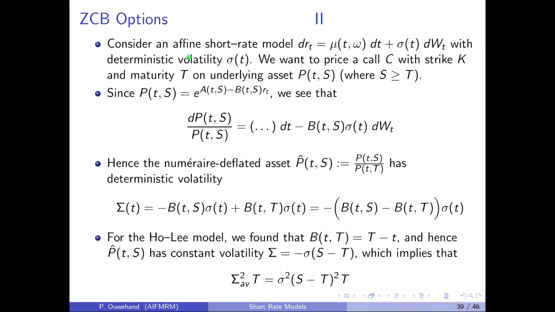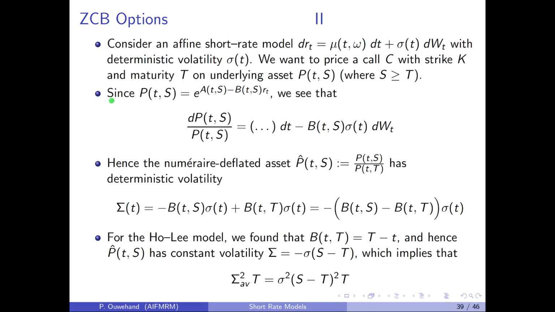Consider now an affine short rate model of the following form, where the volatility of the short rate, sigma, is deterministic. This is a Gaussian short rate model, and examples of this are the Vasicek, the Merton and the Ho-Lee model, as well as the Hull-White extended Vasicek, but not, for example, Cox-Ingersoll-Ross. We would like now to price a call option C with strike K and maturity capital T on an underlying asset, which is the S bond, where the maturity of the S bond is greater or equal to the maturity of the option.